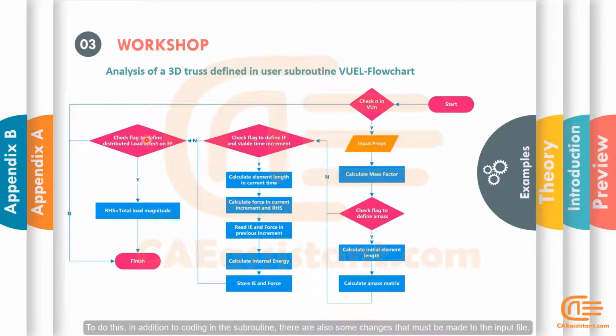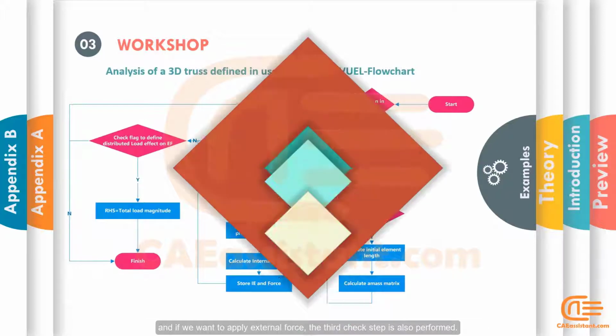To do this, in addition to coding in the subroutine, there are also some changes that must be made to the input file. In this case, the amount of external force applied is exactly equal to the amount of force applied to the model. A more complete explanation of all that has been said here is provided in the subroutine section. Note that in all analyses, the first check step and the second check step are performed.